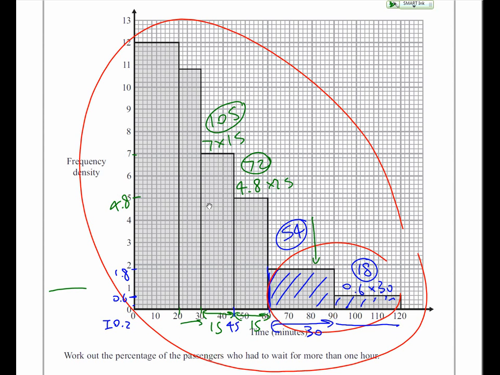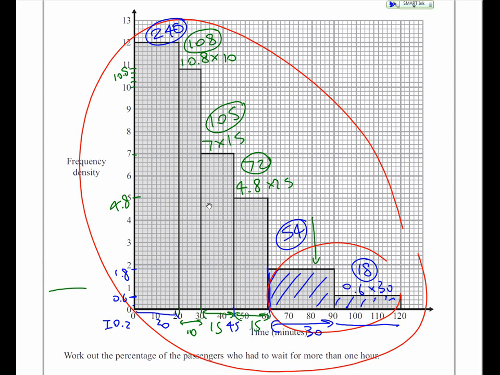20 to 30 is 10 wide, and it goes up to 10.8. So it's 10.8 times by 10. We can do that in our head, 108. The last one is from 0 to 20, so it's 20 wide, goes up to 12. 20 times 12 is going to be 240. You can do that in our head as well.